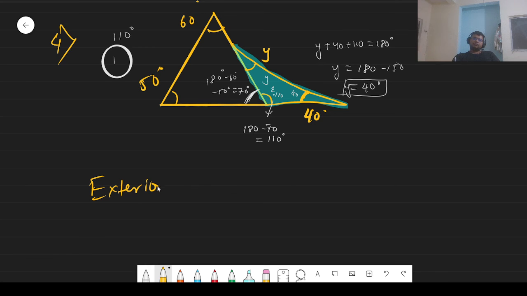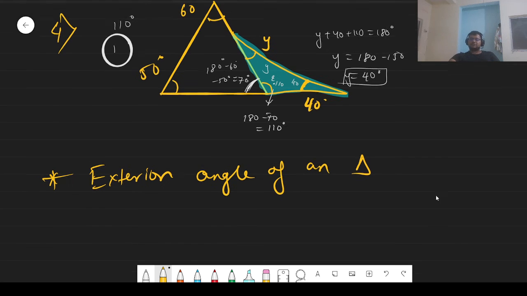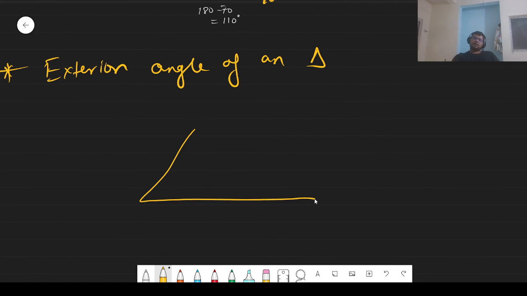Exterior angle of a triangle. What does this concept say? If we have a triangle, and this side is extended, let's say this is angle A, angle B, angle C. Angle A and angle B are interior angles of the triangle, and here this is the exterior angle of the triangle. Inside ones are called interior angles.